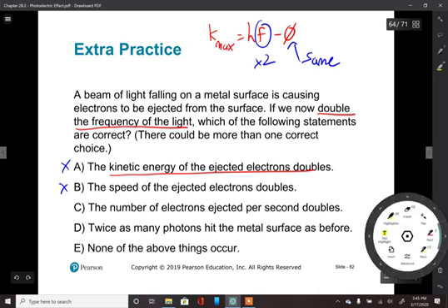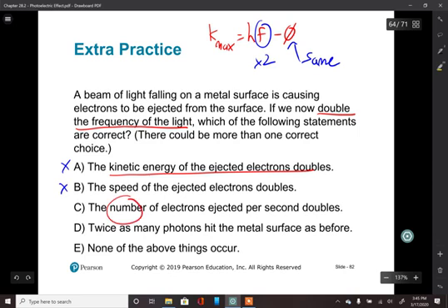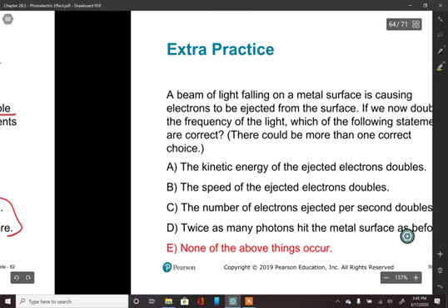The next two, notice they're about numbers. The number, twice as many. Those are statements about intensities, which we didn't change. So those are out. This is about intensity. That means that all of them are wrong, so it's got to be E. Those two are intensity statements.